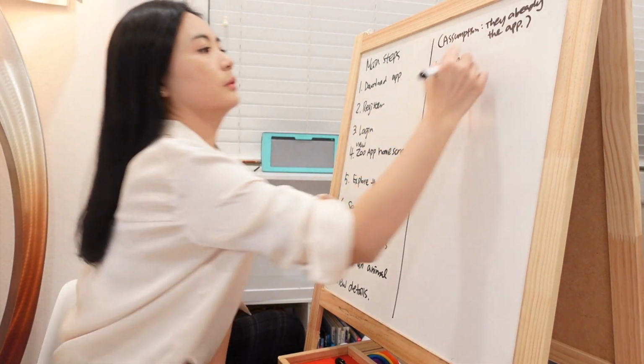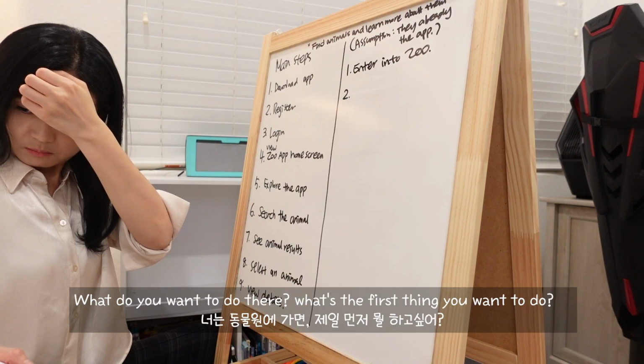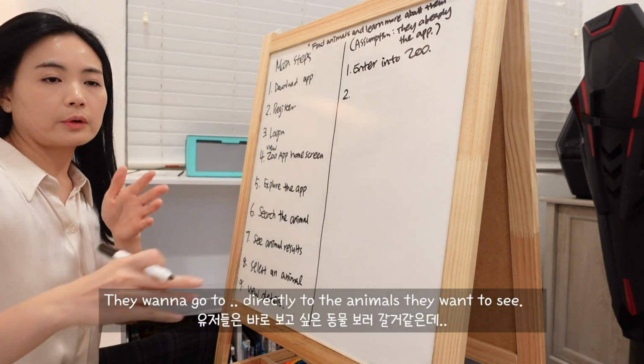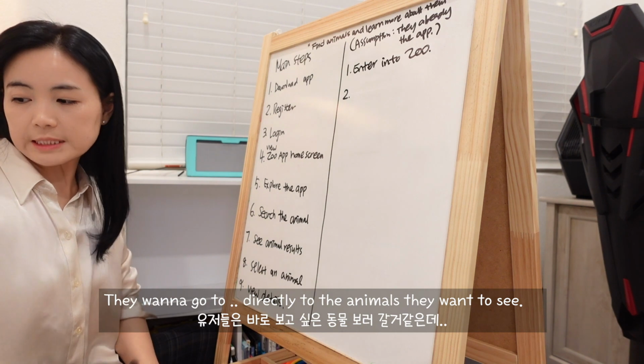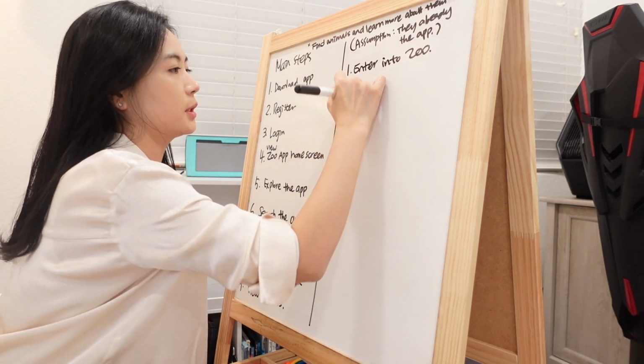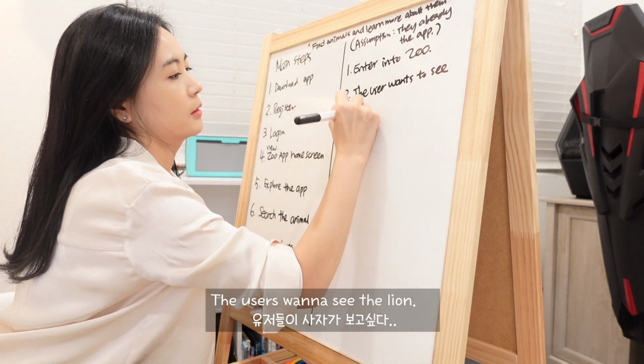And enter the zoo. When you enter the zoo, what do you want to do there? What's the first thing you want to do? They want to go directly to the animal they want to see. Okay, so let's say they want to see a lion. The user wants to see a lion.